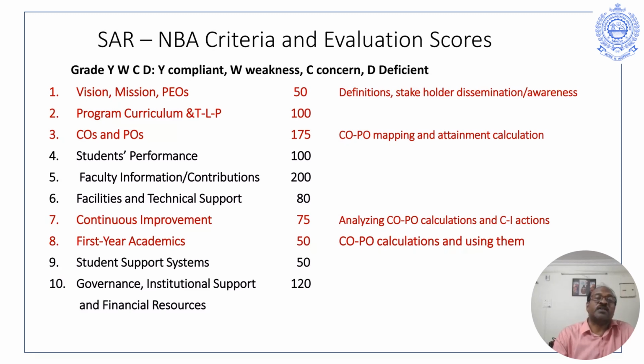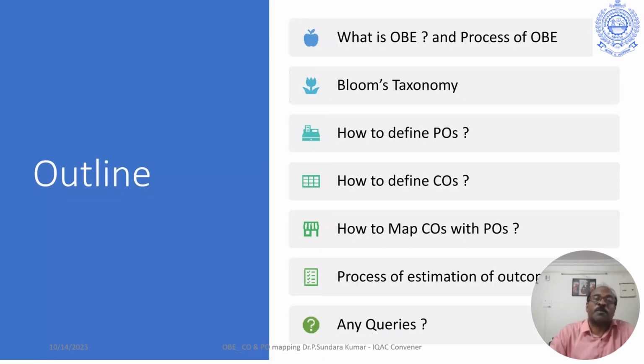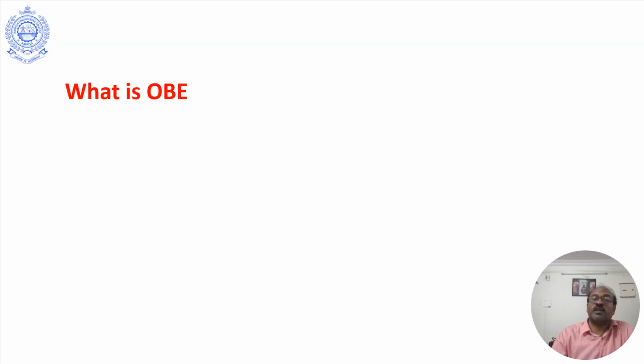All criteria wise. Okay, before that, the outline of today's presentation. What is OBE and the process of OBE? Bloom's taxonomy, how to define POs, how to define COs, how to map COs and POs, and the process of estimation of outcomes. These are the outlines. First, what is OBE?